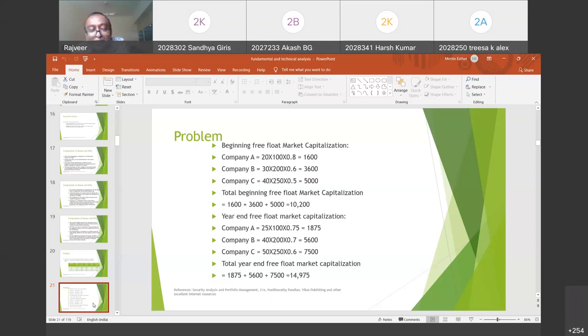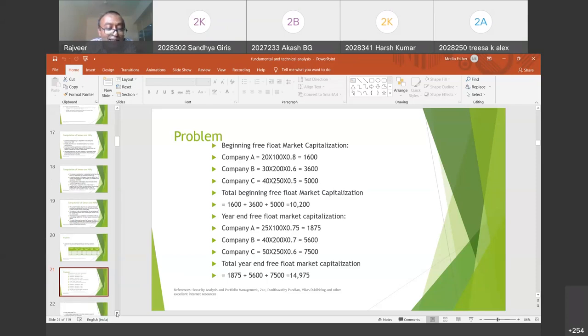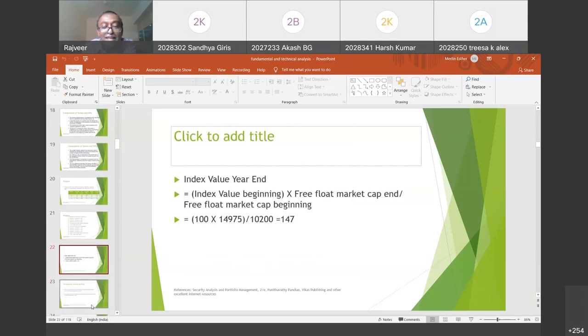Yes, students. So if you do that, you'll get two different values. So the end market capitalization, free float, total, remember we want total, divided by the beginning free float market capitalization into that 100, which was the beginning value of the index, should give us the value of the index.